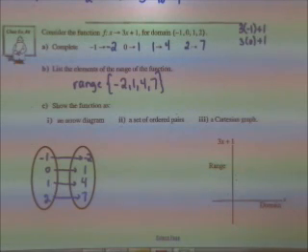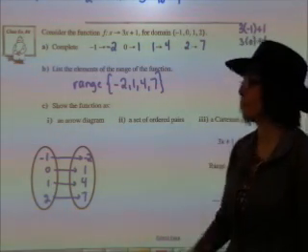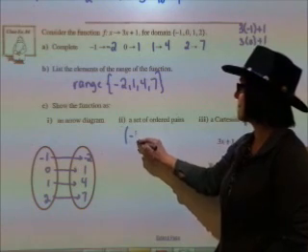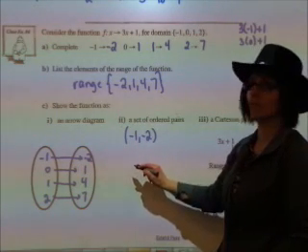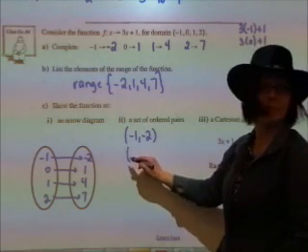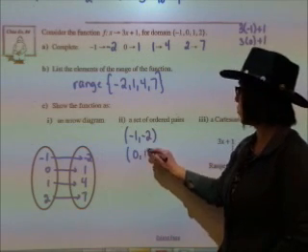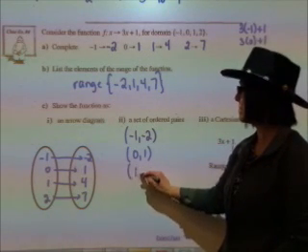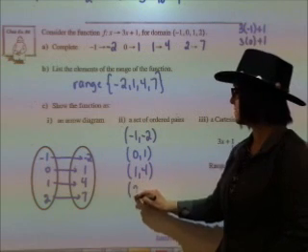If I had a set of ordered pairs, what would they be? -1 and -2. Pardon? 0 and 1. And so on.